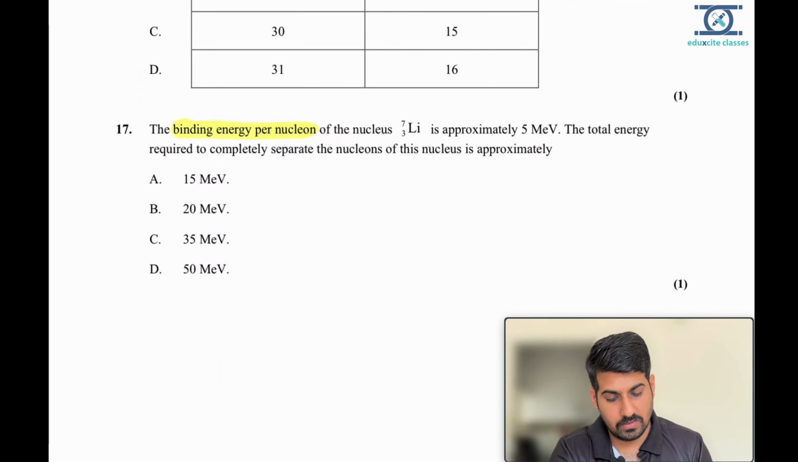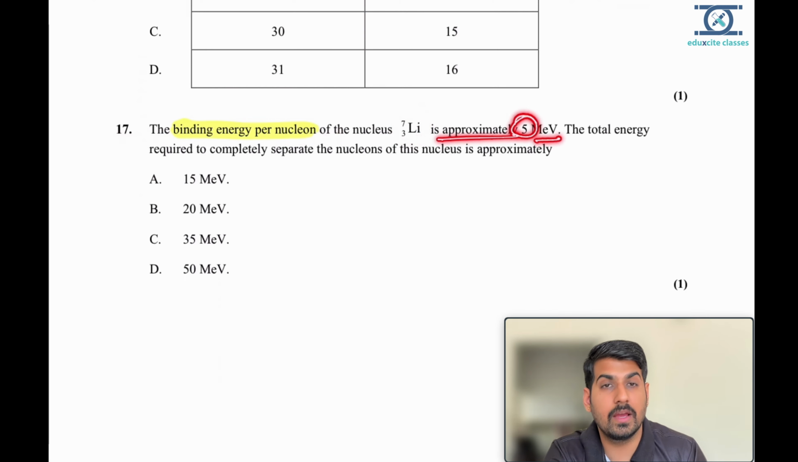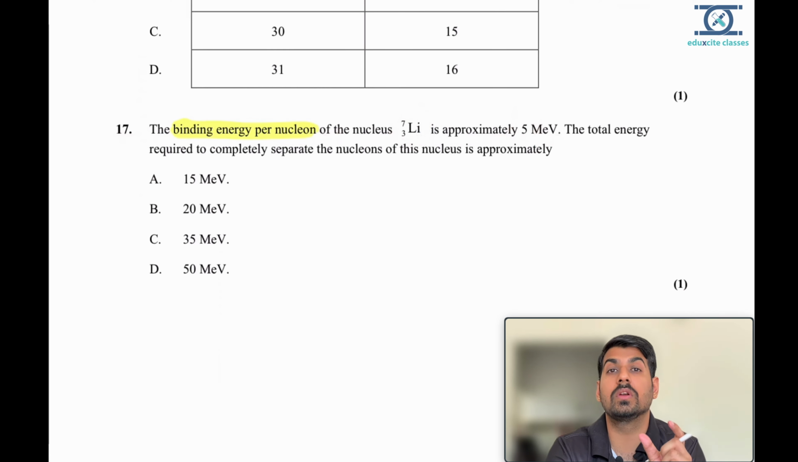Okay, so let's get back to this question. So this is the nucleus of lithium is approximately 5 mega electron volt. Okay, so this is the per nucleon it is given. It is not the total energy that is required. It is for one nucleon of lithium element, lithium nucleus, we want 5 mega electron volt approximately.